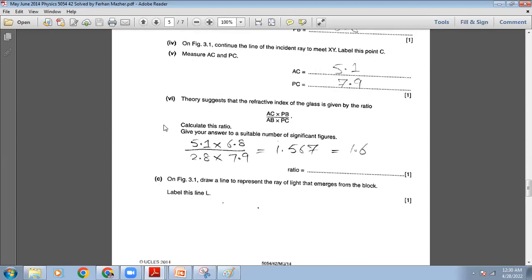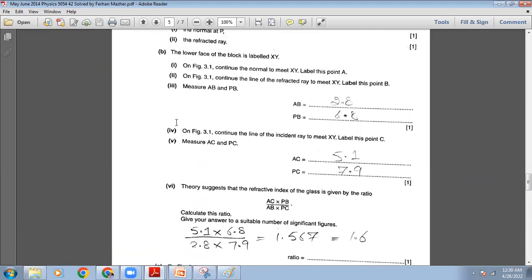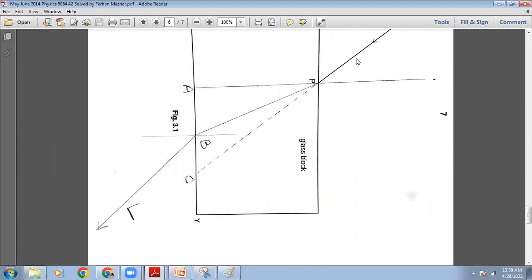Measure AB and PB. Just put a scale here and measure how much this AB is. I have measured it, and measure what PB is. So you see AB will be 2.8 and PB will be 6.8. Then he says on figure 3.1, continue the line of the incident ray to meet XY. Label this point C. So this incident ray, just continue it. I continued it with a dotted line. When it reached XY, I labeled that point C.